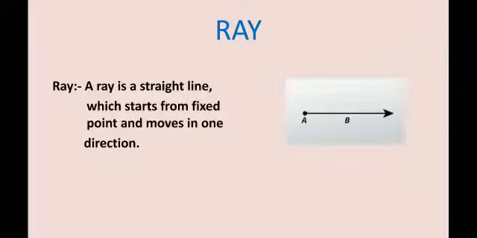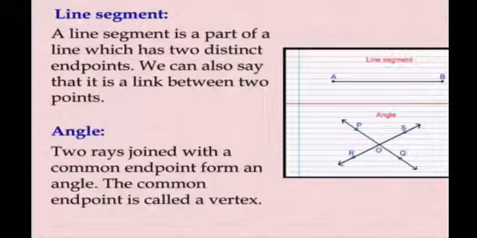Ray. A ray is a straight line which starts from a fixed point and moves in one direction. Line segment. A line segment is a part of a line which has two distinct endpoints. We can also say that it is a link between 2 points. Here you can see a line AB. It is a line segment AB.